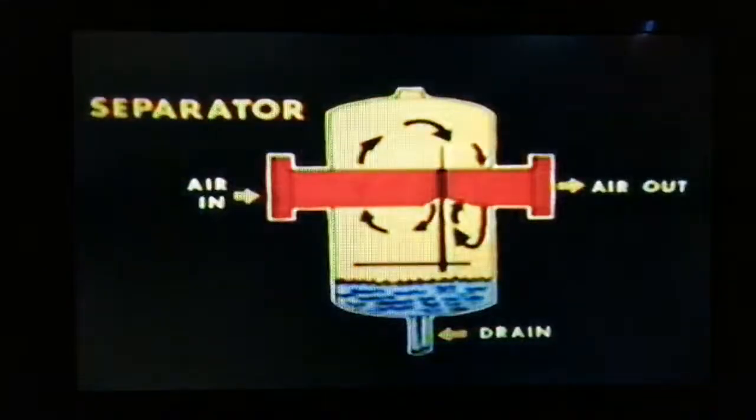From the aftercooler, air passes through a moisture and oil separator. The air makes several sharp reversals of flow so that condensed water vapor will fall to the bottom of the separator and be drained off.